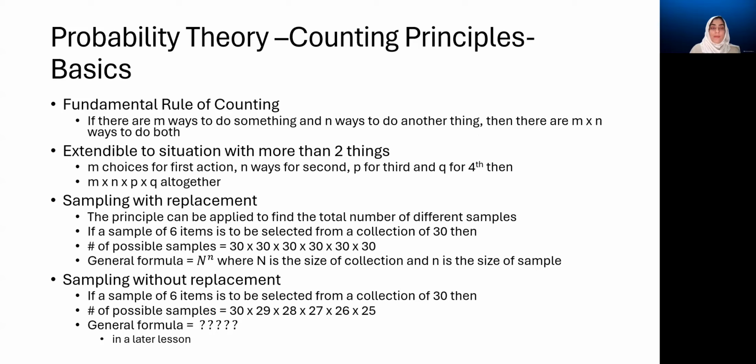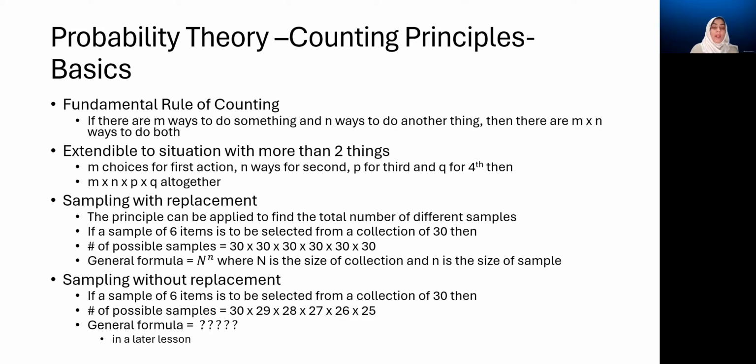And we can formalize this. This is also known as the fundamental rule of counting, which says that if there are m ways to do something and there are n ways to do another thing, then there are m times n ways to do them both combined. And this is extendable to situations with more than 2 things. There can be m choices for the first action, n ways for the second, p for the third, and q for the fourth. In this case, the total number of arrangements that we can have is m times n times p times q. And this can be extended further.